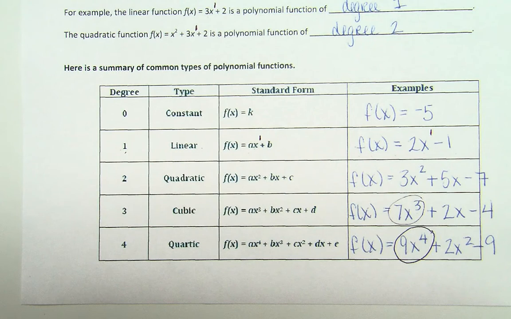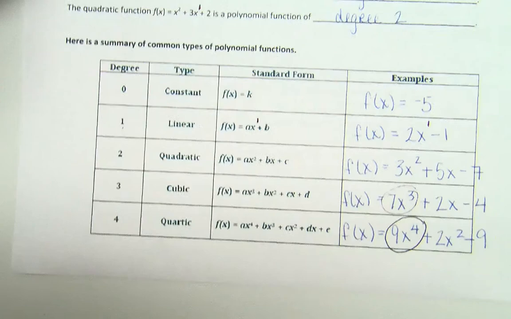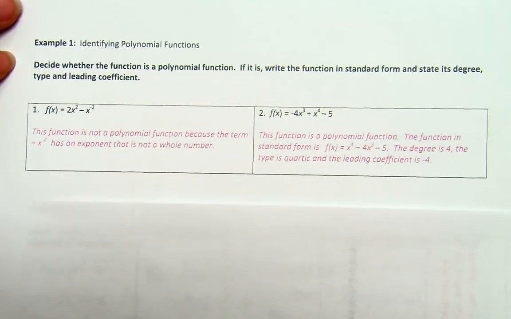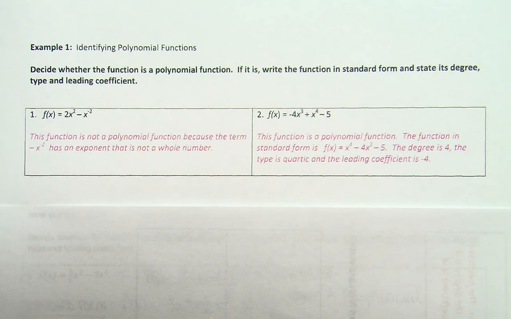Moving on to example 1 on the back. In example 1, I provided for you the full written explanation of what example 1 is asking of you. So you have in front of you the entire written out explanation for numbers 1 and 2 for example 1. In example 1, they're asking you to decide whether the function is a polynomial function. If it is, they want you to write the function in standard form and state its degree, its type, and the leading coefficient.